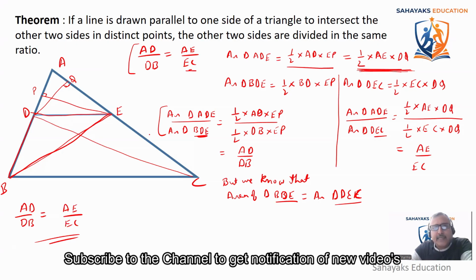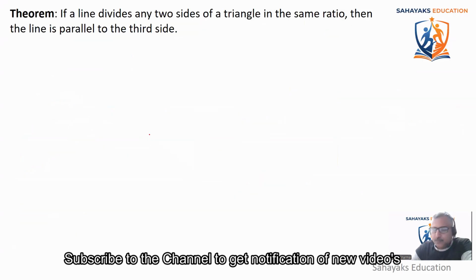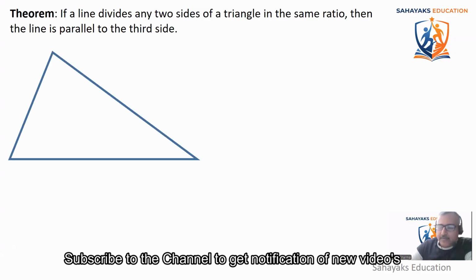Now coming to the other one, which is the converse of this theorem. Previously we have proved that in a triangle, if there is a line parallel to one side of the triangle, that line divides the other two sides in the same ratio. Now here what we have to prove is, if a line divides any two sides of a triangle in the same ratio, then the line is parallel to the third side. So it is purely the converse of what we had just proved.